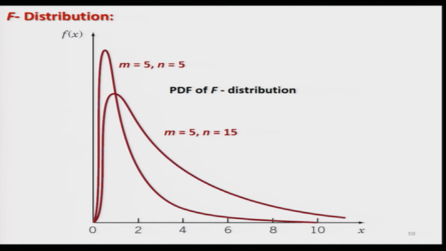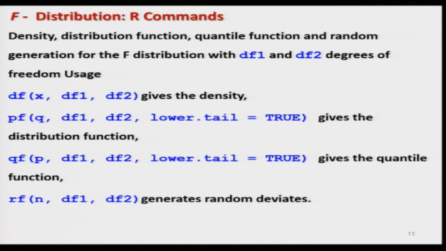And if you try to plot this F distribution, for example, I have given you here two examples. This curve is for m equal to 5 and n equal to 5, and this curve is for m equal to 5 and n equal to 15. So, you can see that as the degrees of freedom are changing, the shape of the curve is also changing, and all the values start from 0, that means all the values are lying between 0 and infinity. Okay, so this is how the curve will look like, and you can see that this is not a symmetric curve.